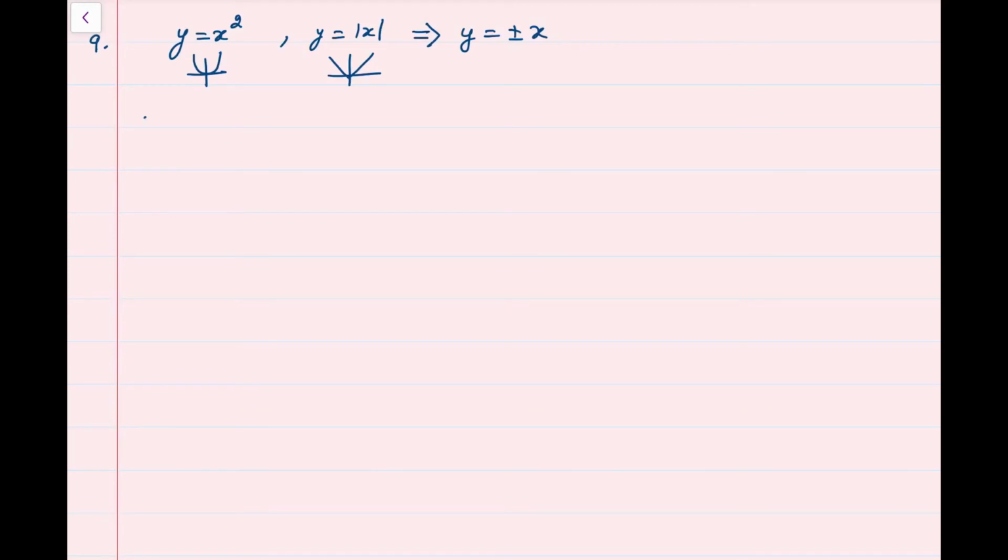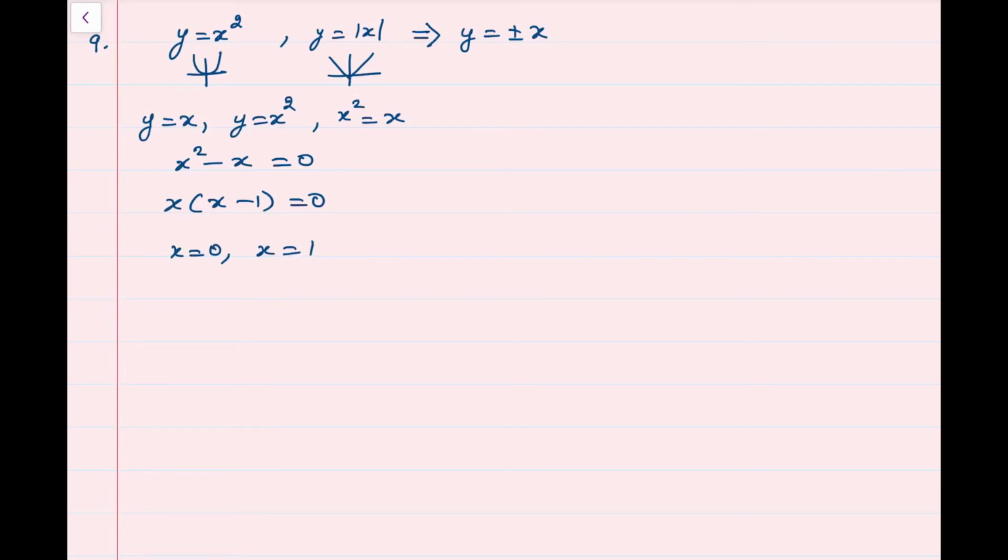Let us solve y is equal to x and the parabola y is equal to x square. So we get x square is equal to x, x square minus x will be 0. Take x out. We get two answers for x. X is equal to 0 and x is equal to 1. If x is 0, y is also 0. Here y is 1. We have got 2 points of intersection 0, 0 and 1, 1.